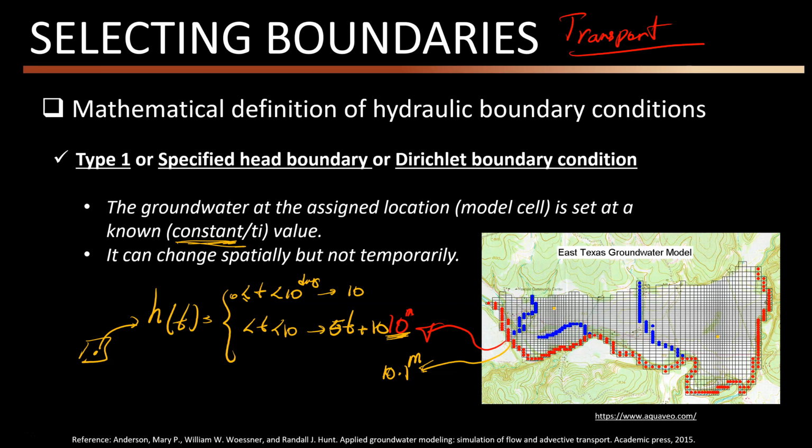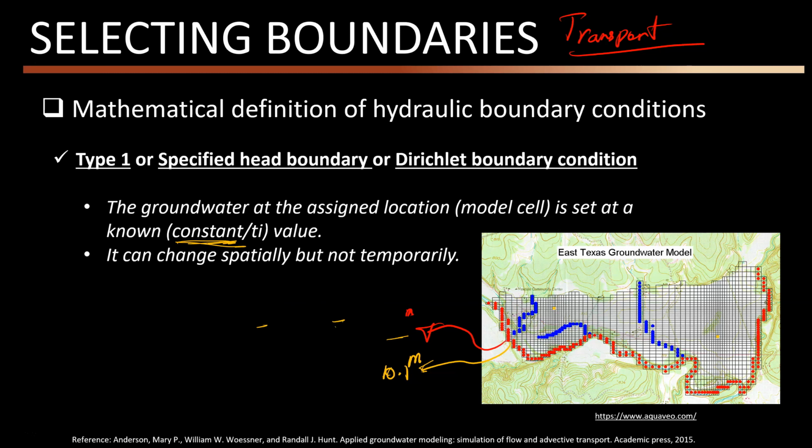This form of boundary condition we call the specified head boundary condition, which can be constant or time varying. But you need to be very careful, because sometimes this can lead to very bad and nonsensical results, so it is very important to think about it.